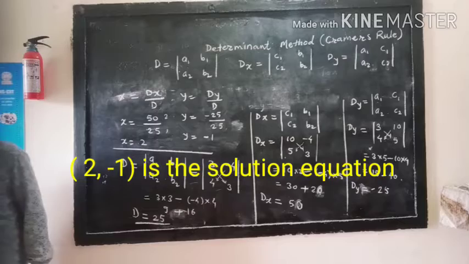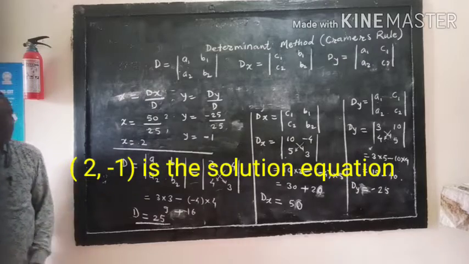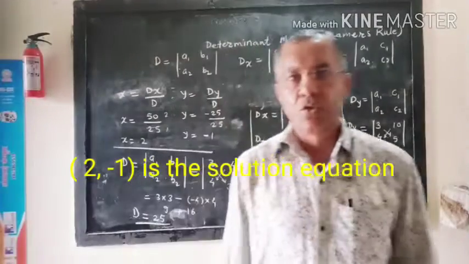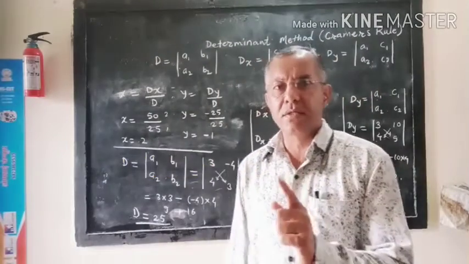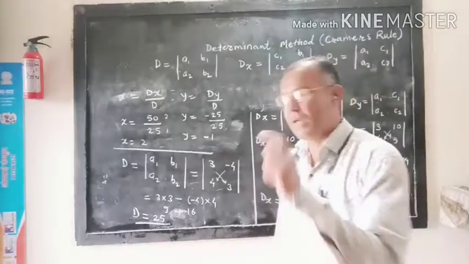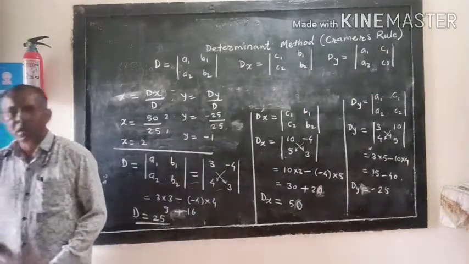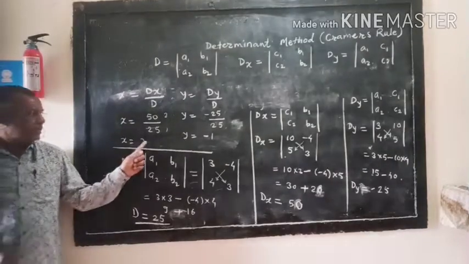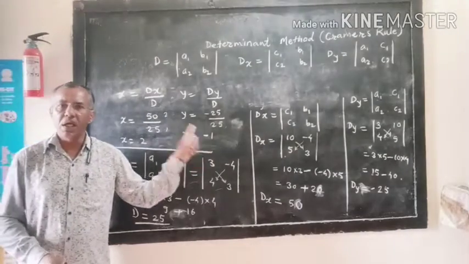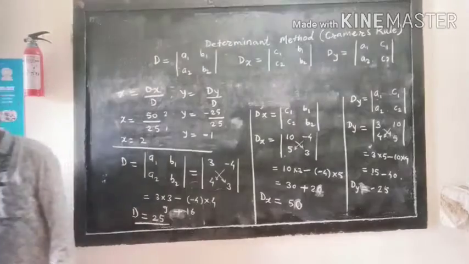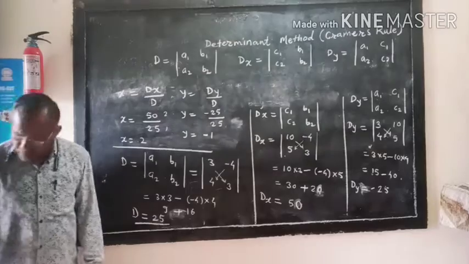example, and you have to write the last answer, and the last answer is 2 comma minus 1. 2 comma minus 1 is the solution of the given equation. You have to write at last 2 comma minus 1. 2 comma minus 1 is the solution of the given equation. Now we will continue with the next example.